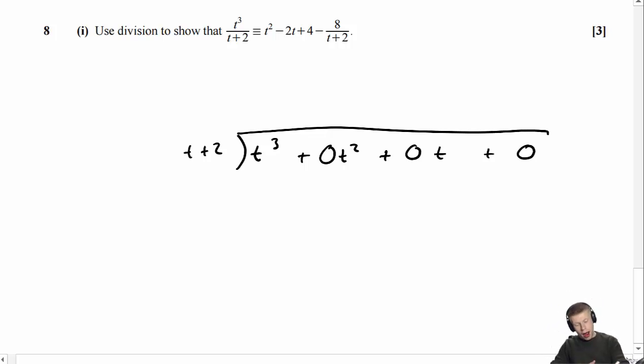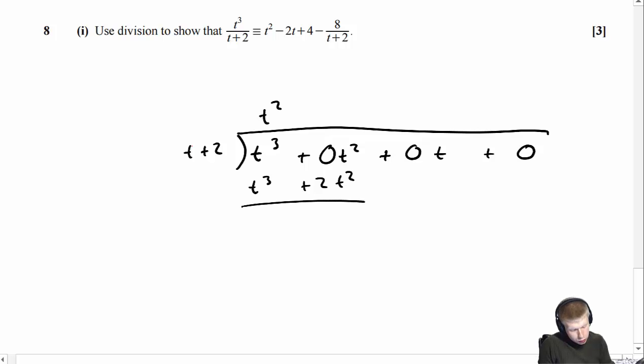Then I ask myself, what do I have to multiply t by to get t cubed? Well, I have to multiply by t squared. I multiply this by t plus 2 to find out what I carry over, because it doesn't go in exactly. So t squared multiplied by t plus 2 is t cubed plus 2t squared. Then I subtract the two things, so t cubed minus t cubed cancels. Then I've got 0 minus 2t squared, so that becomes negative 2t squared, and the 0t comes along.